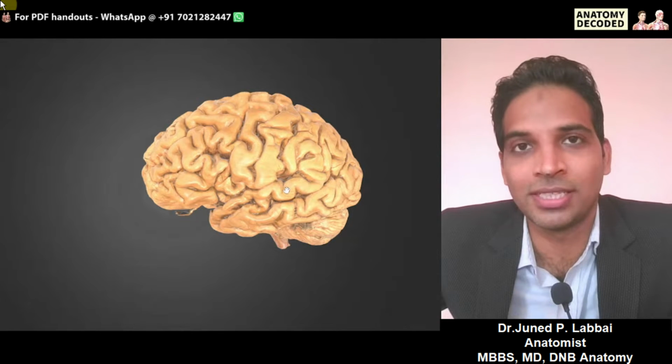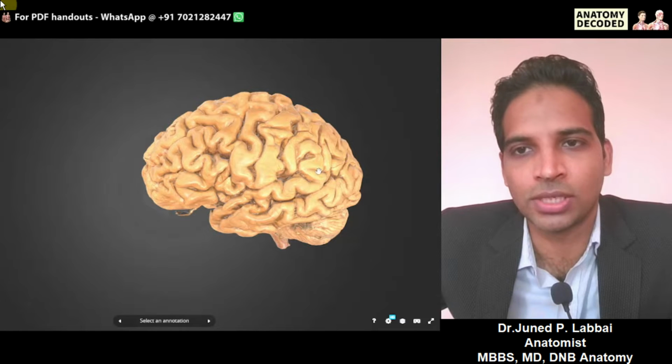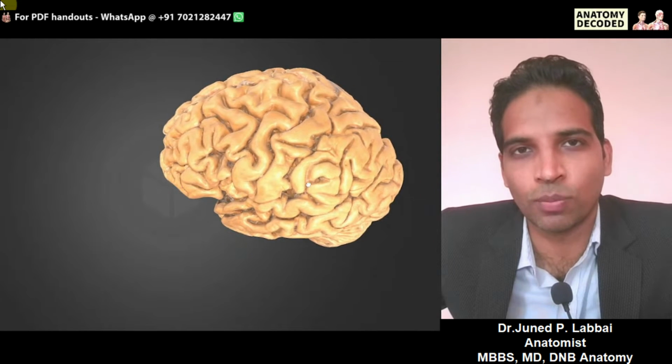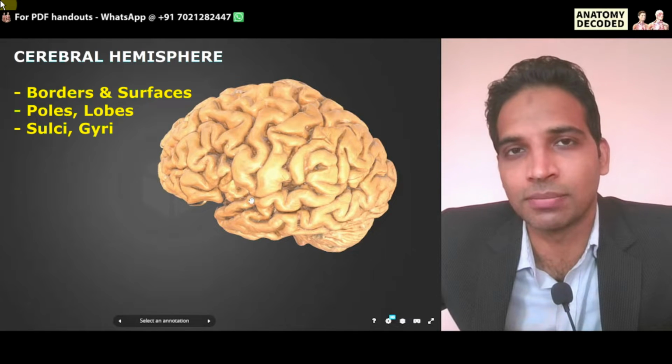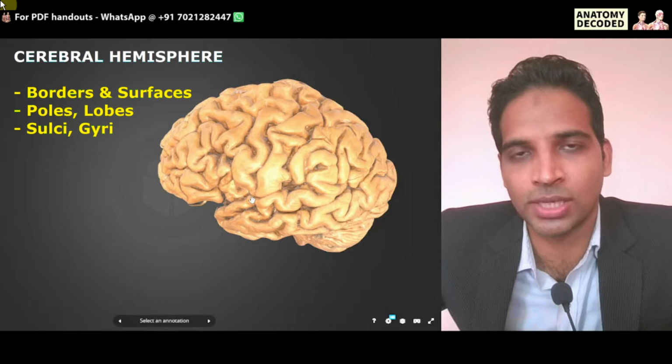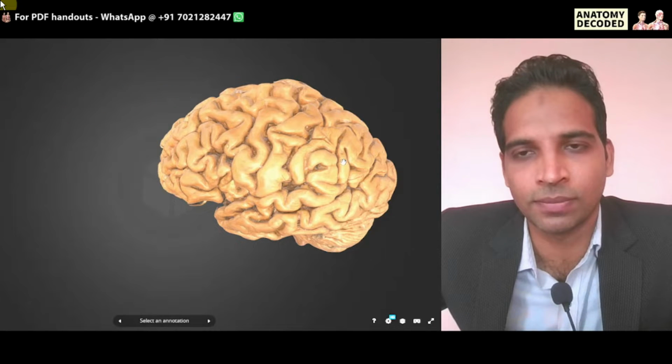Hello everyone, in this session we'll be learning about the external features of the cerebral hemisphere. So here there is a 3D model in which we'll be learning. So what all topics we'll be covering? We'll be covering the various borders and surfaces of the cerebral hemisphere, the different poles of the cerebral hemisphere, then various sulci and gyri in relation with the various surfaces. Okay, so stay tuned till the end of this particular session.